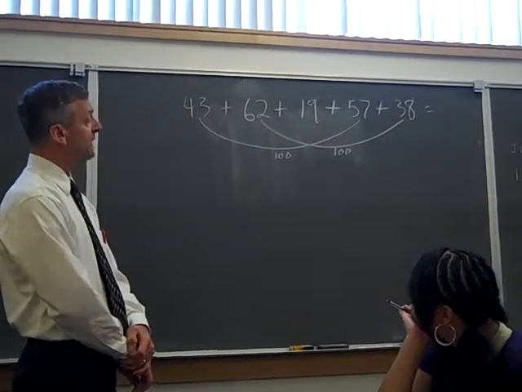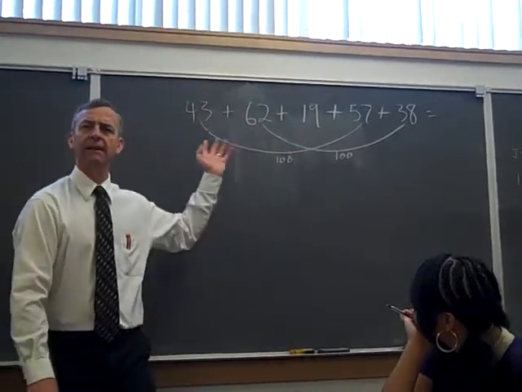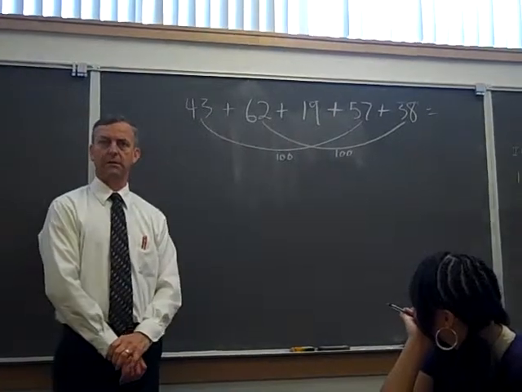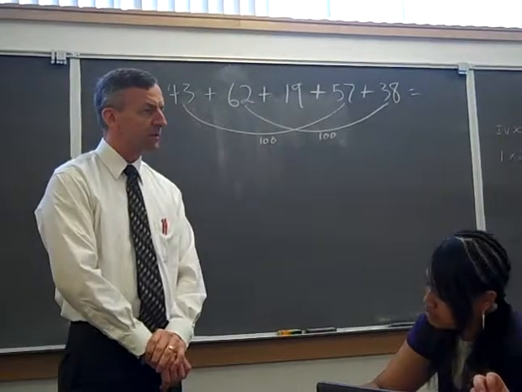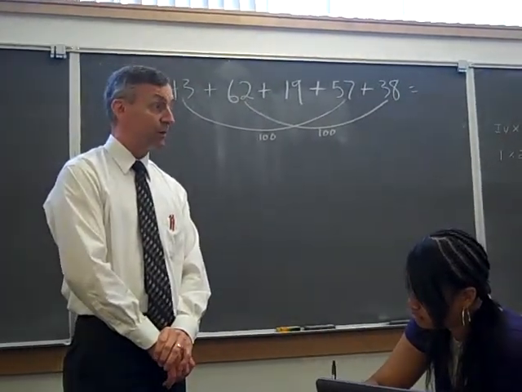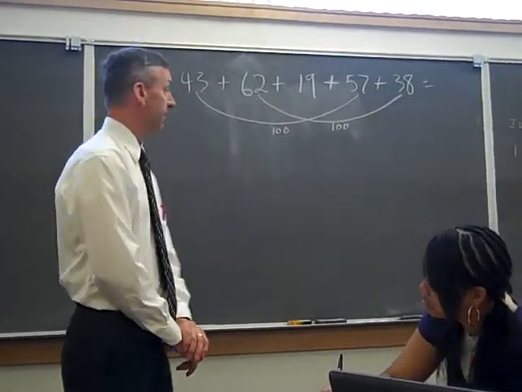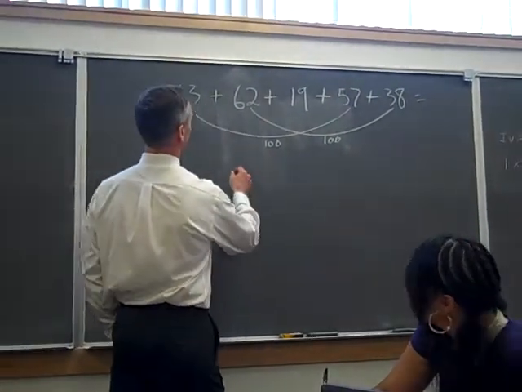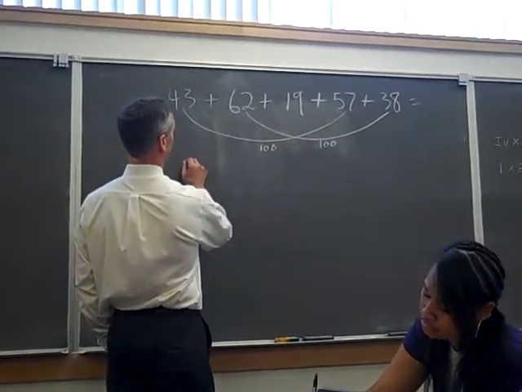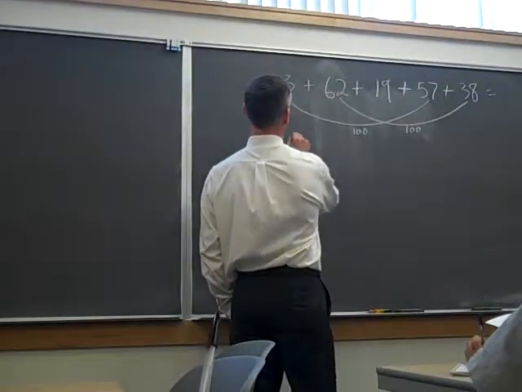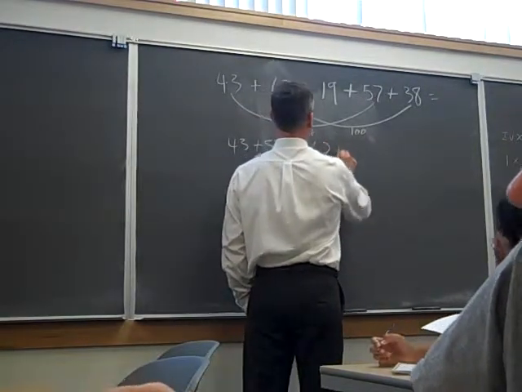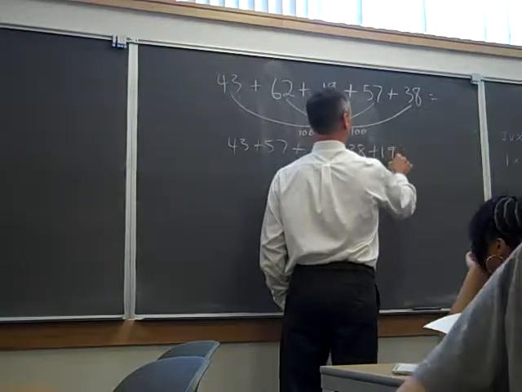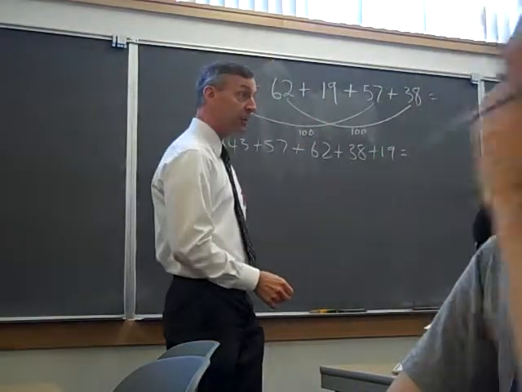Now, what principles make this so that we can do that? Does anybody know? What does commutative mean? It just basically means with addition you can rearrange it. You can change the order. Okay? So I could, if I wanted to, say this is the same as 43 plus 57 plus 62 plus 38 plus 19. The commutative property says I can rearrange them.